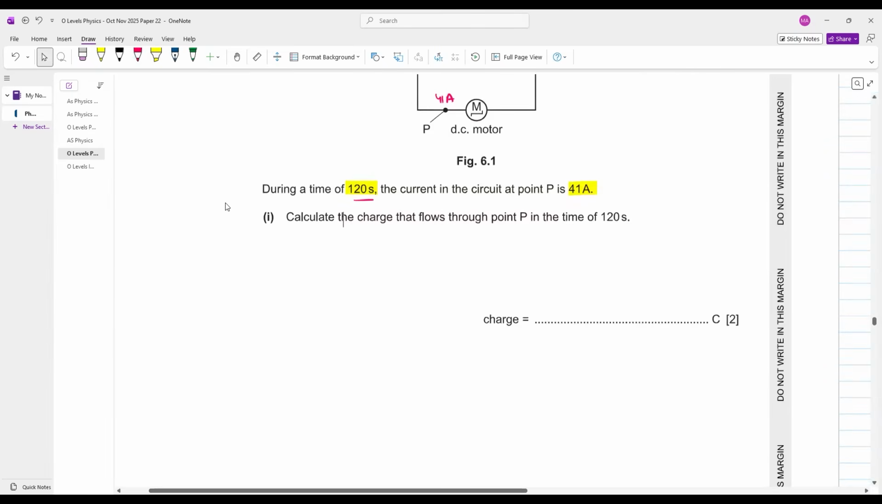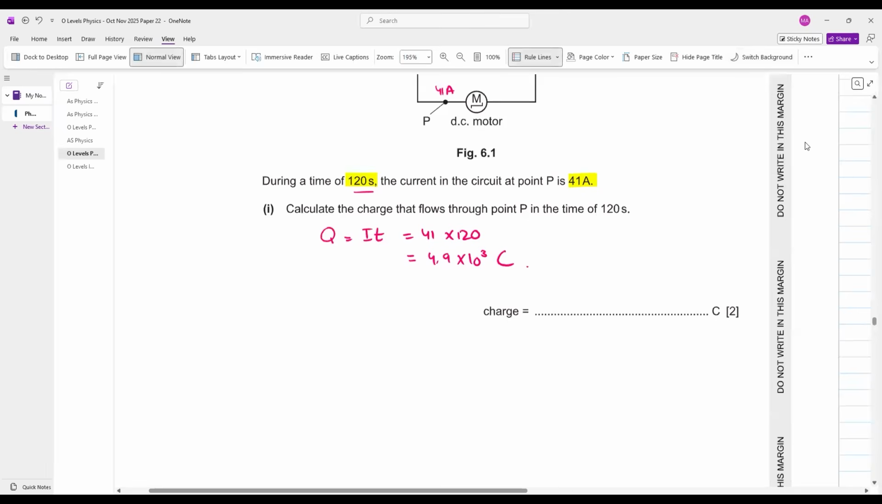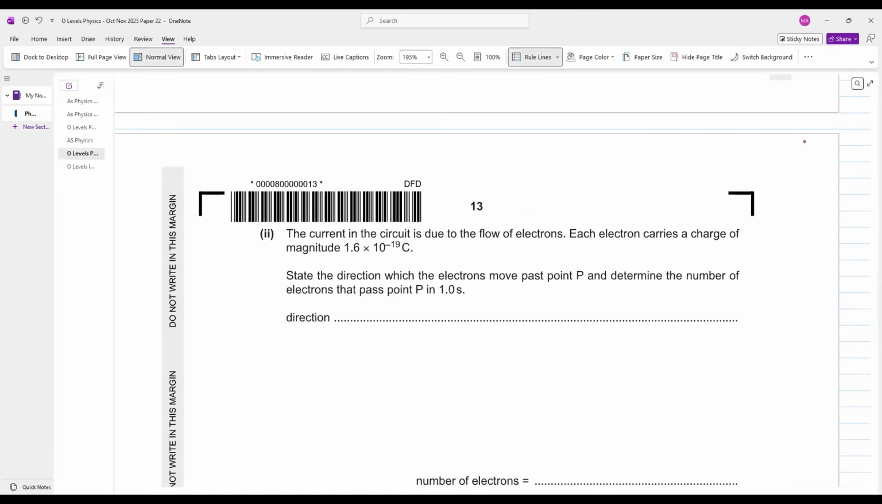How will you calculate the charge बेटा? चार्ज is always equal to current into time. करंट क्या है? 41. टाइम क्या है? 120. Can you calculate the charge? The charge comes out to be 4.9 10 raised to the power of 3 coulomb. Simple. आगे बढ़ते हैं.